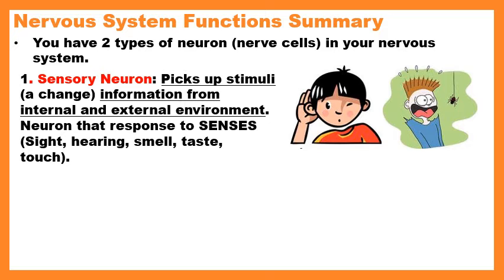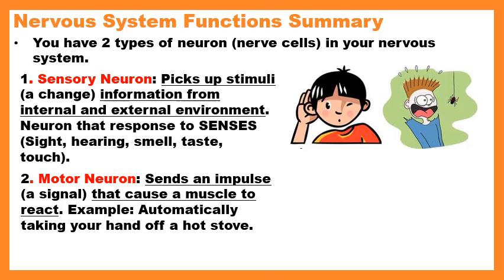Now, usually when you respond to a stimulus or a change in the environment, you have a physical response. For example, with this guy right here, he is seeing a spider and he's tensing up, he's putting his shoulders up, and he's maybe screaming. That's a physical response. And what helps you have that physical response is a motor neuron. That is an impulse or a signal that causes a muscle to react.